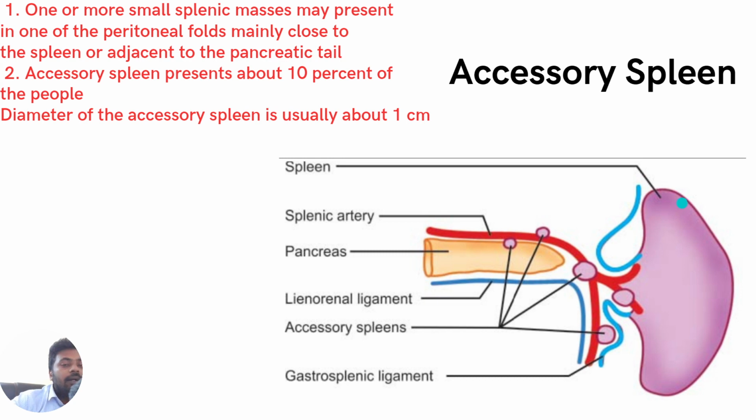Accessory spleen: some people, less than 10% of the population, have an accessory spleen. An accessory spleen means one or more small splenic masses present in one of the peritoneal folds close to or near the spleen. The diameter of an accessory spleen is usually 1 centimeter. These are small spleens present as satellites near the spleen. They are present in about 10% of individuals.